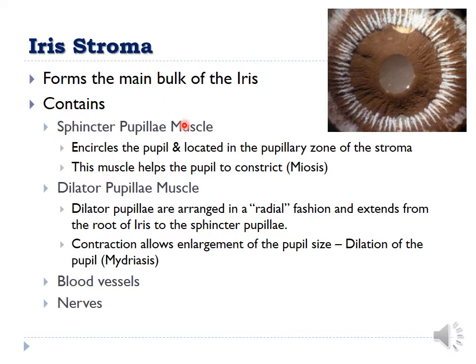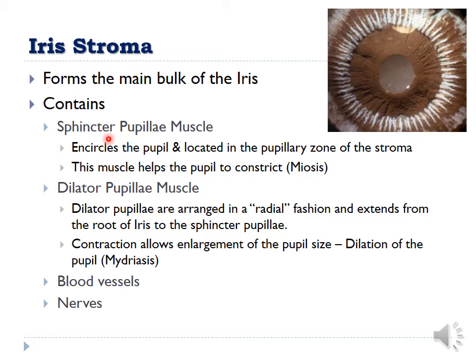Okay, two types of muscles. One is sphincter pupillae muscle, another one is dilator pupillae muscle, and it has blood vessels and it has nerves. So basically, blood vessels, nerves and muscles of the iris are located in the iris stroma. Okay, so we'll discuss about these muscles a little bit. One is sphincter pupillae, another one is dilator pupillae.